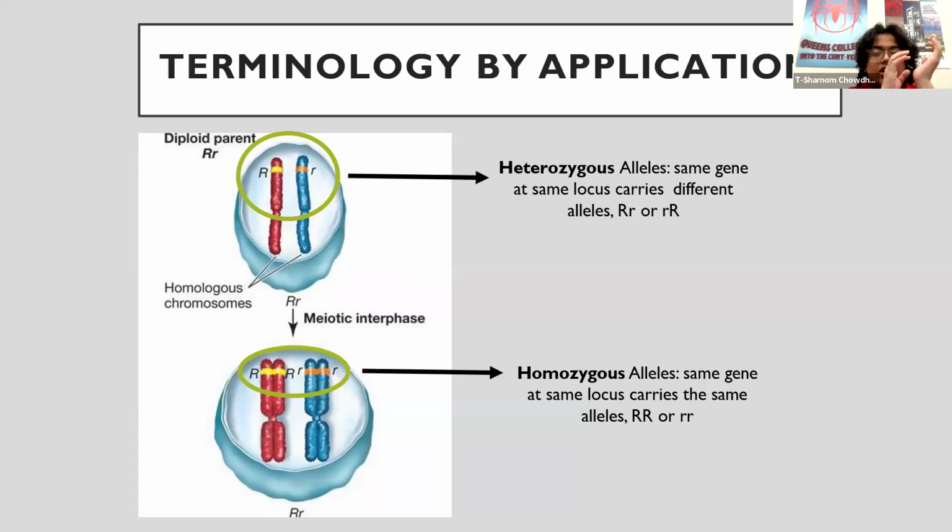As we know, uppercase R we consider dominant. Anything that's uppercase, we consider dominant. Anything that's lowercase, we consider recessive. So heterozygous, one of each. Homozygous, you have either two dominant alleles or two recessive alleles.